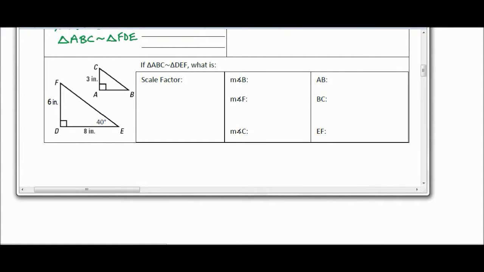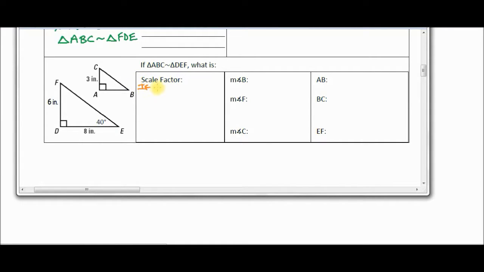Okay, the first thing I just want you guys to get practice in is how to find scale factor. Now the problem here is that we don't know which of these is the pre-image and which of these is the image. So really we don't know the scale factor, but we can write the two possible scale factors. So let's make a note here.